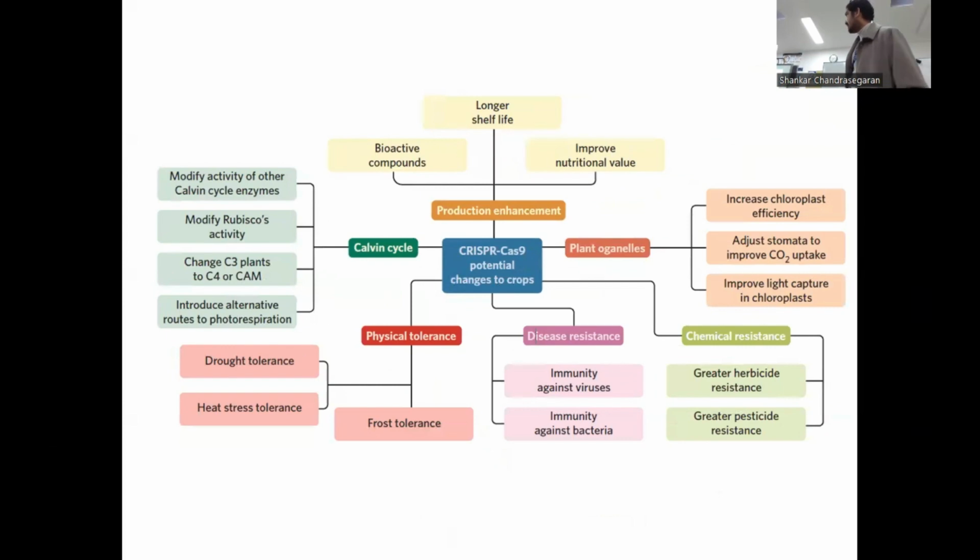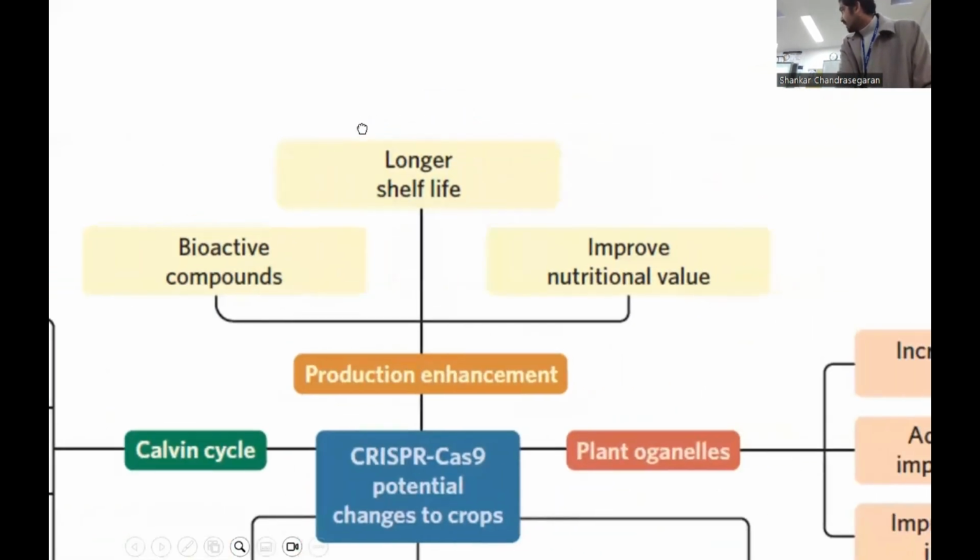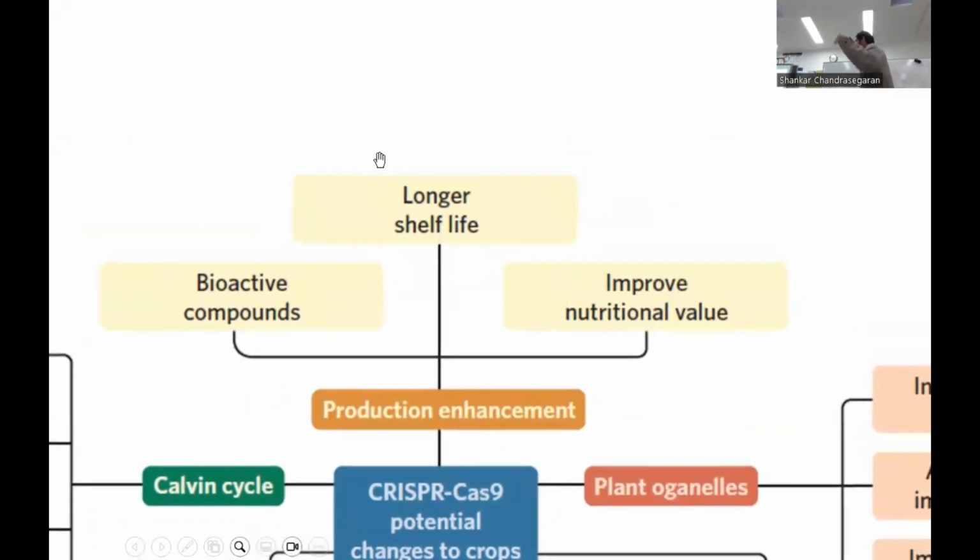As you can see there, next is production enhancement, right? This is talking about how we can make the crops better by modifying them, and that can be done through longer shelf life. Essentially, this is talking about something like the Flavr Savr tomato that I told you guys about when we were learning about CRISPR. That is the first genetically modified organism to be sold, and it had a gene that was silenced to make it last longer, so it wouldn't rot as quickly as it used to.